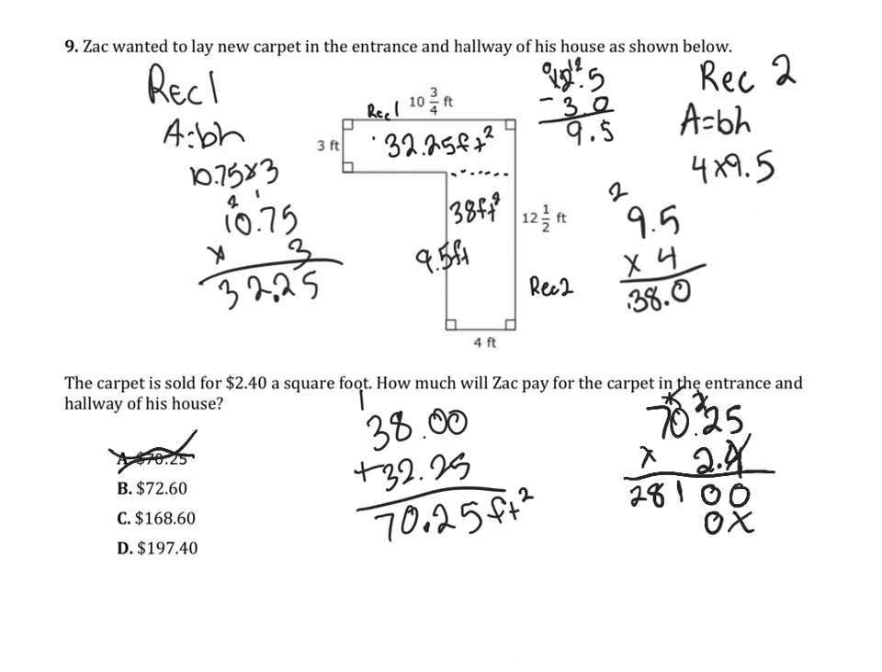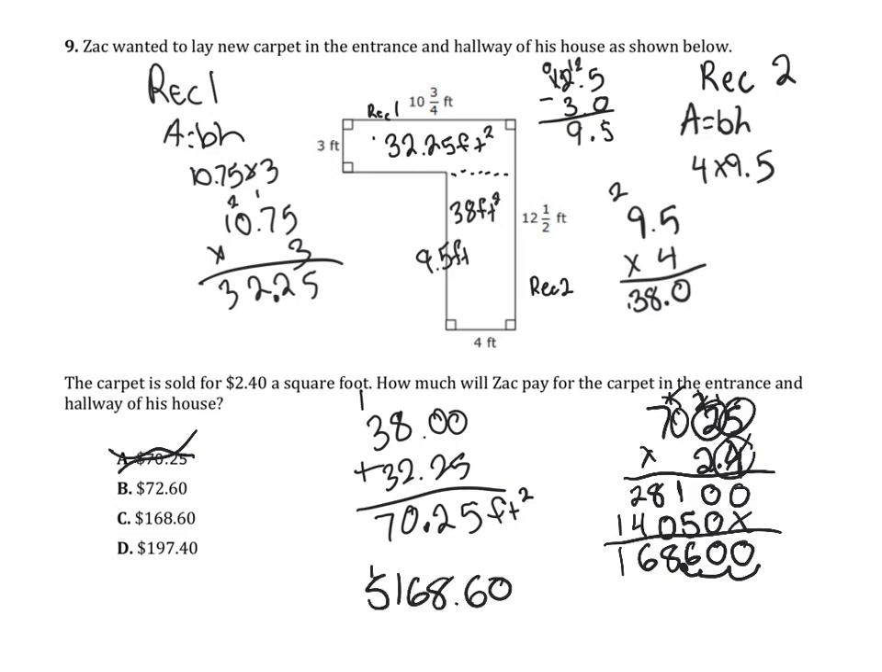2 times 5 is 10. Carry the 1. 2 times 2 is 4, plus 1 is 5. 2 times 0 is 0. And 2 times 7 is 14. Now we add. We get 0, 0, 6, 8. This is 6, and that's 1. Now we have 3 decimal places up here. We have 1, 2, 3. So we move it 1, 2, 3. To get 168.60, because we're dealing with money, there's only 2 decimal places. So it's $168.60. C.